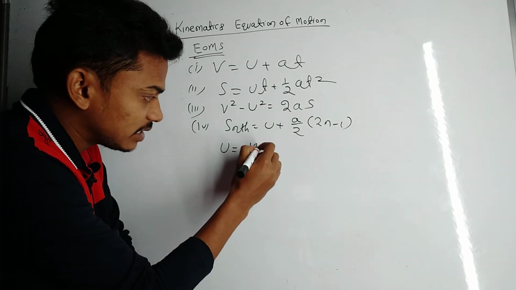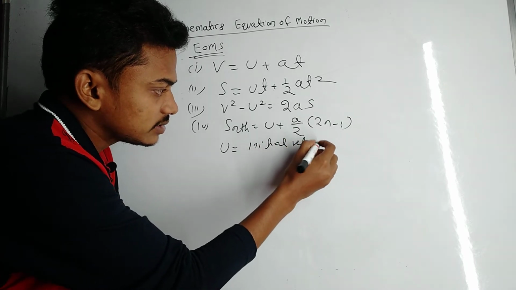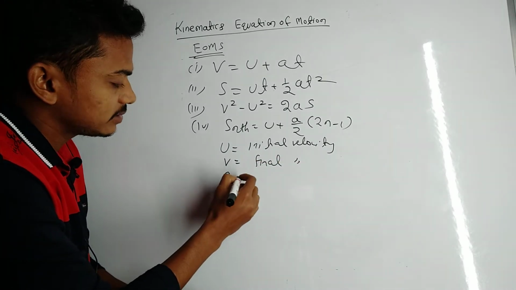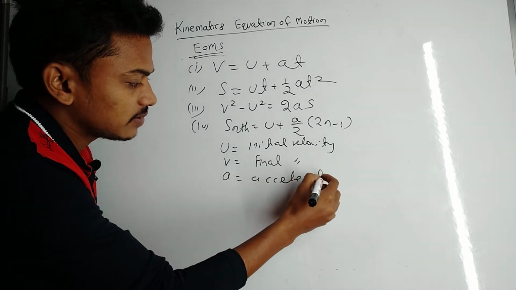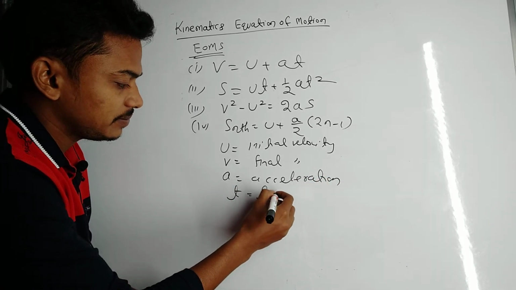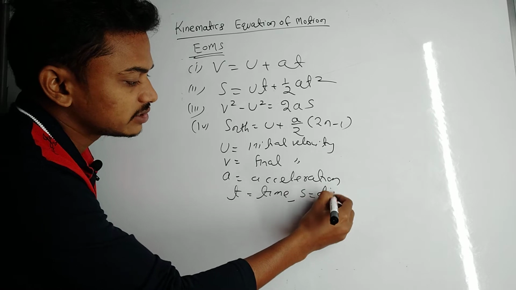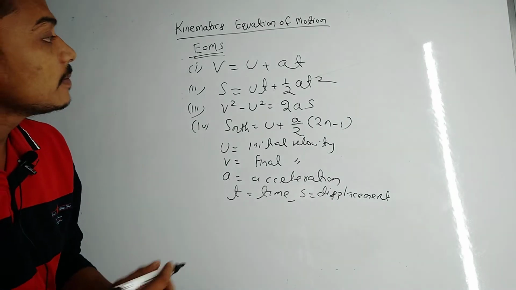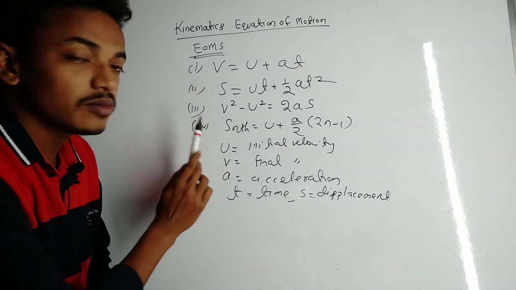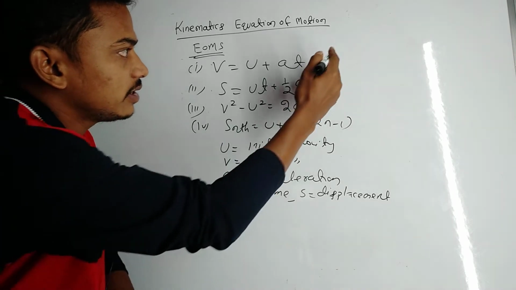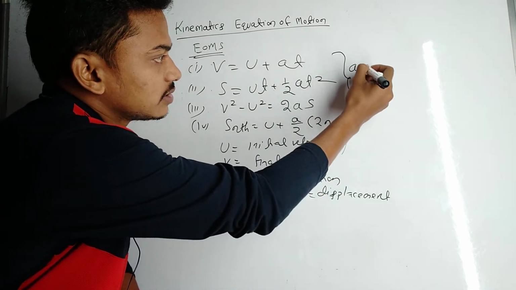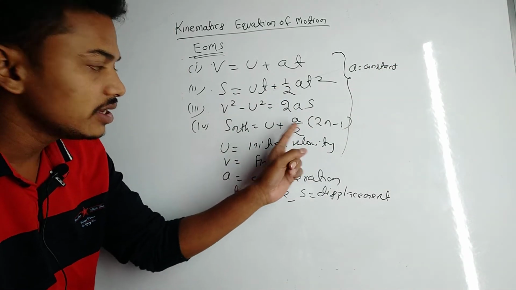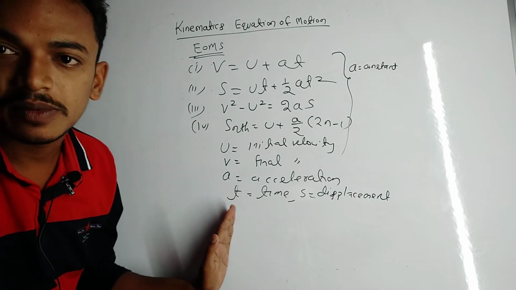Where the symbols are: u is the initial velocity, v is the final velocity, a is the acceleration, t is the time, and s is the displacement. Please note it down. These four equations of motion are valid only when acceleration is constant or uniform.